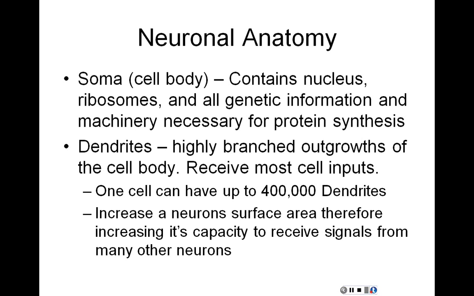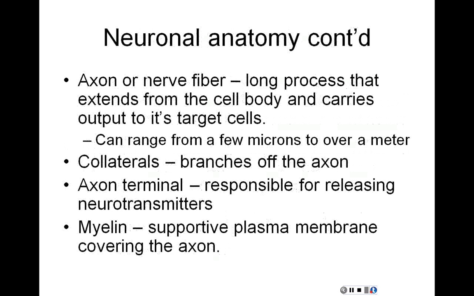The dendrites, very, very highly branched. They are receiving information. One cell can have up to 400,000 dendrites, so nerves are highly, highly connected to one another. When they have more dendrites, they're increasing their surface area, they increase their capacity to receive signals from many other neurons. And that's what makes the brain highly developed. The more connections, the more pathways between the neurons, the easier it is to recall and process information.